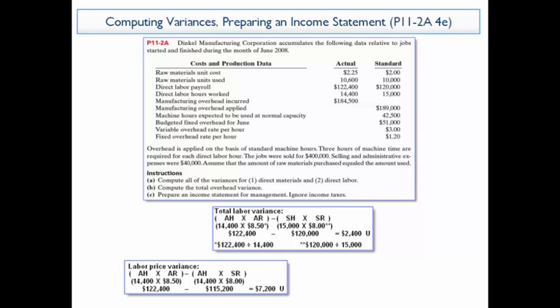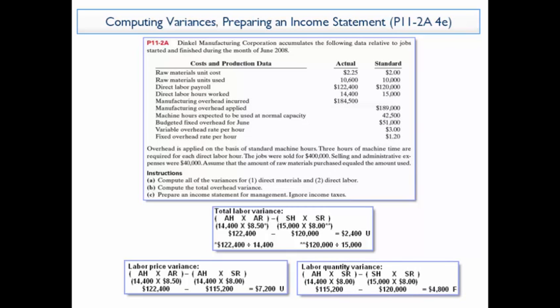Now let's look at labor quantity variance. For labor quantity variance, we start off with the right-hand term of the labor price variance, which is actual hours times standard rate, and that's $115,200, which we calculated just a minute ago. And then we compare that to standard hours at standard rate. And earlier, from the total labor variance, the right-hand term, we calculated that as being 15,000 hours times $8.